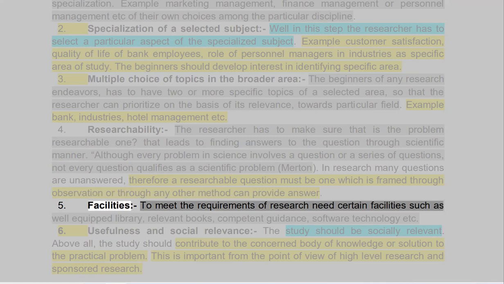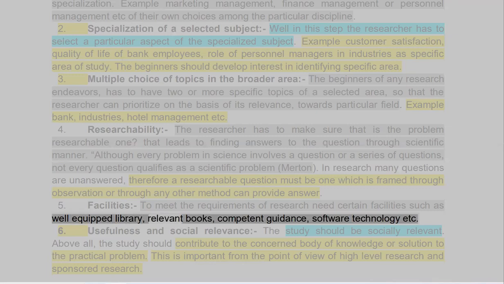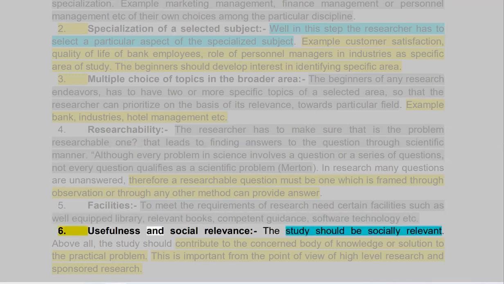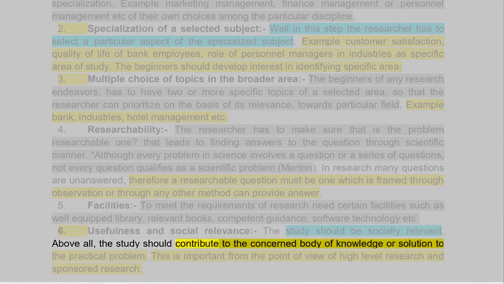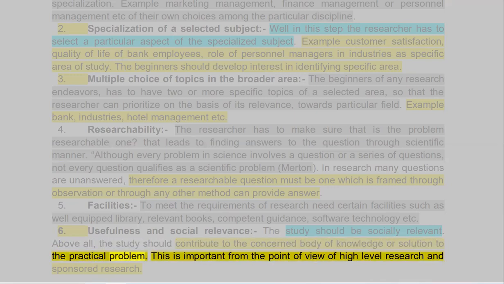5. Facilities. To meet the requirements of research, one needs certain facilities such as a well-equipped library, relevant books, competent guidance, software, technology, etc. 6. Usefulness and social relevance. The study should be socially relevant. Above all, the study should contribute to the concerned body of knowledge or provide a solution to a practical problem. This is important from the point of view of high-level research and sponsored research.